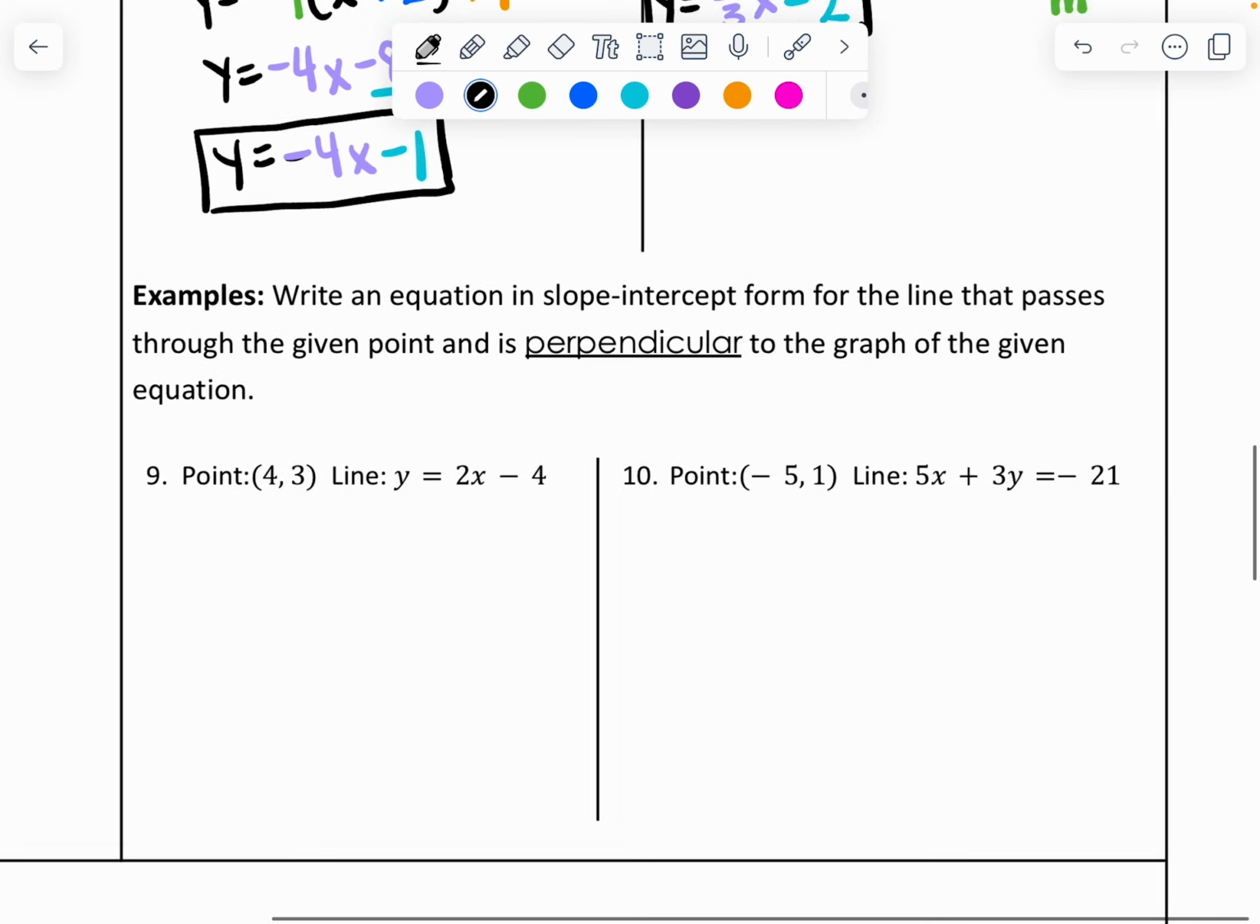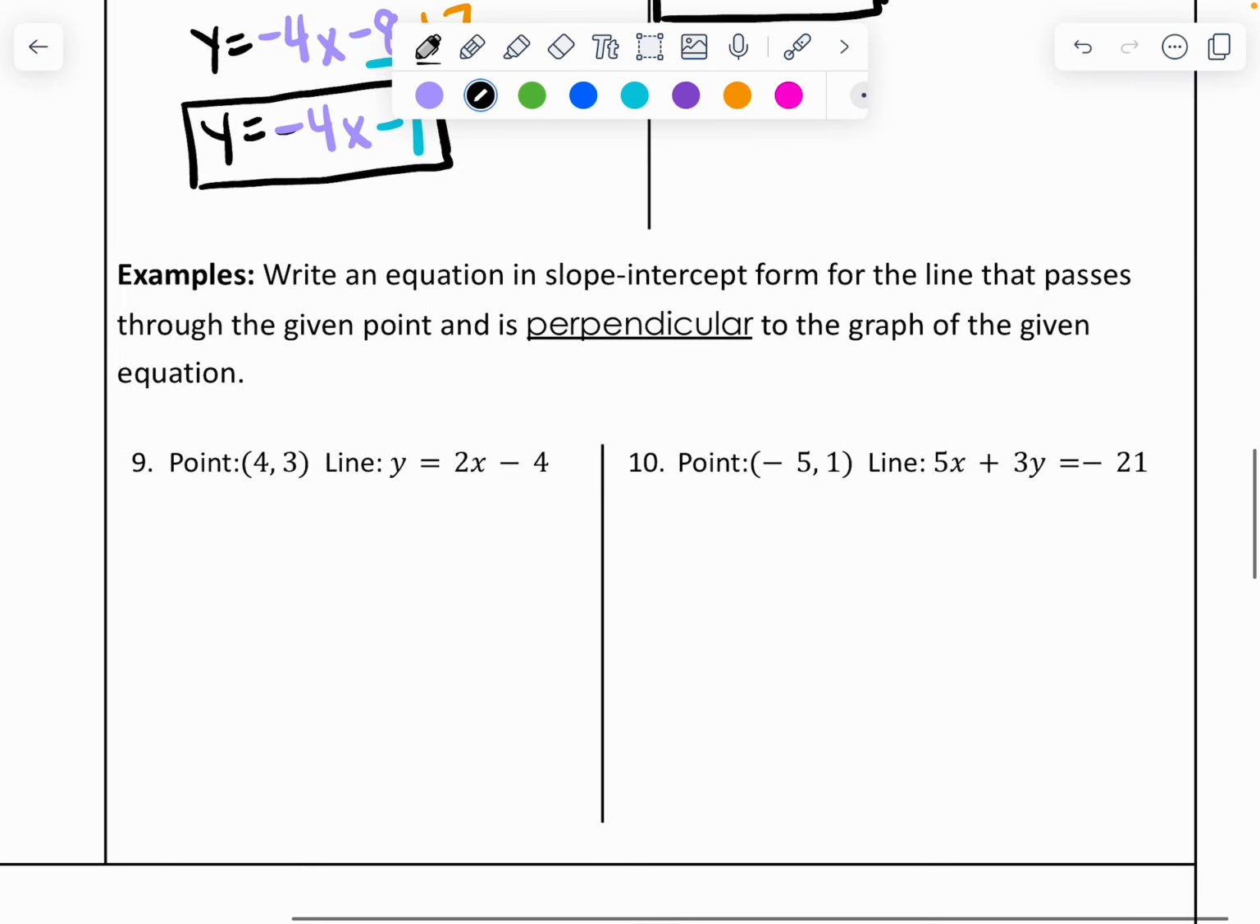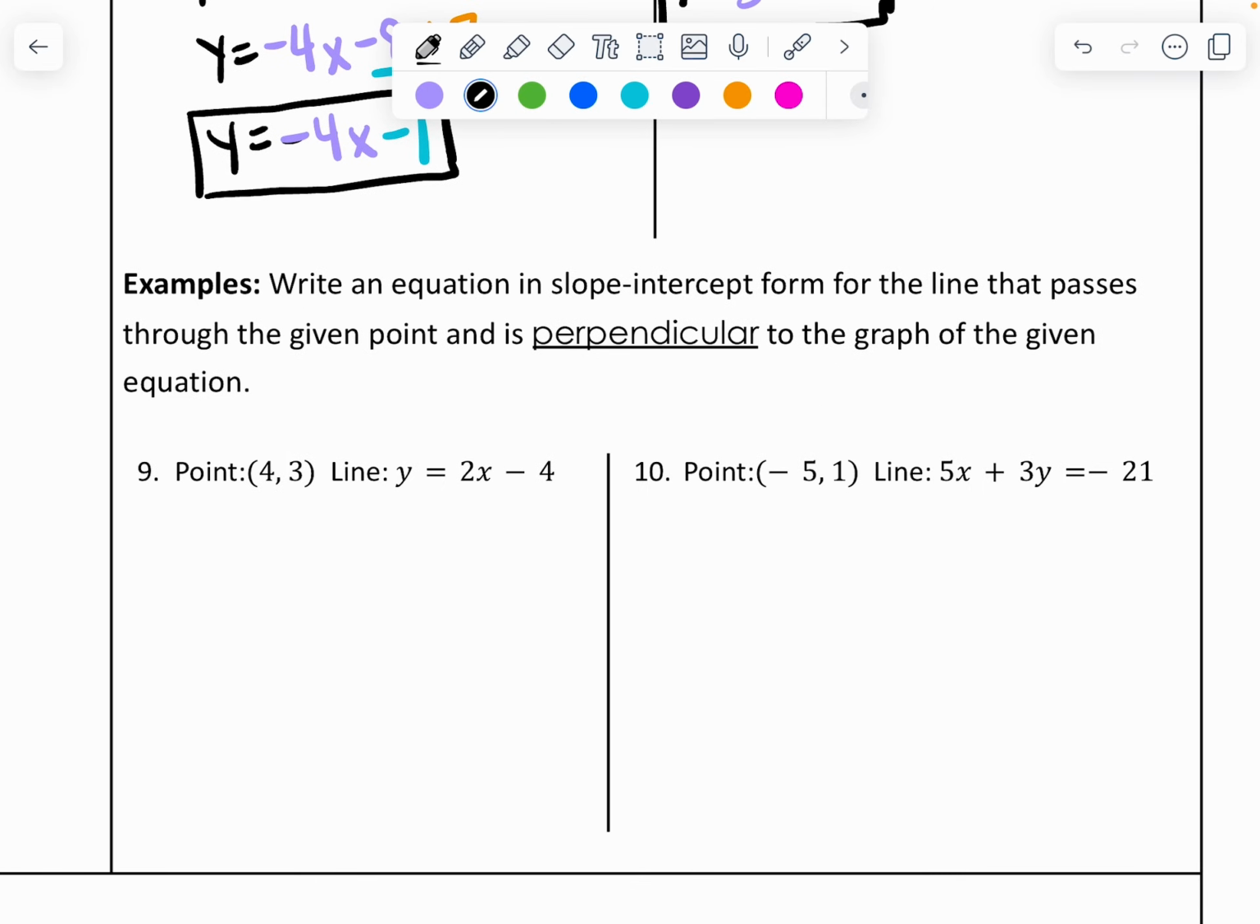Now let's work on writing equations for perpendicular lines. So I'm given the point 4, 3, and we want a line that's perpendicular to y equals 2x minus 4. So this means that we want a slope that is an opposite reciprocal. So m in the given equation is 2. So we need to know what is the opposite reciprocal of 2. So 2 over 1, the opposite reciprocal would be negative 1 over 2.